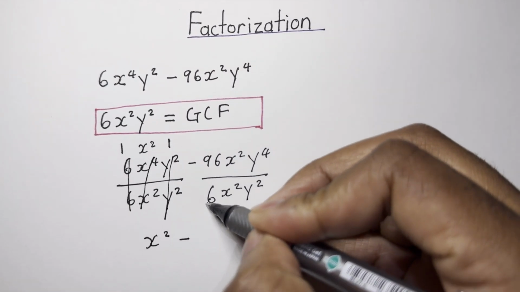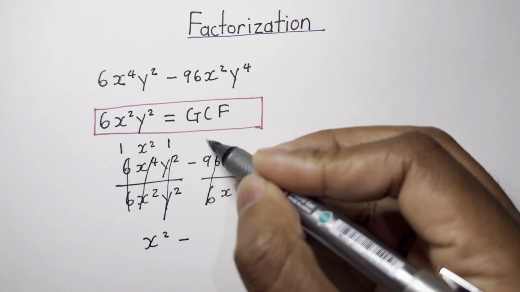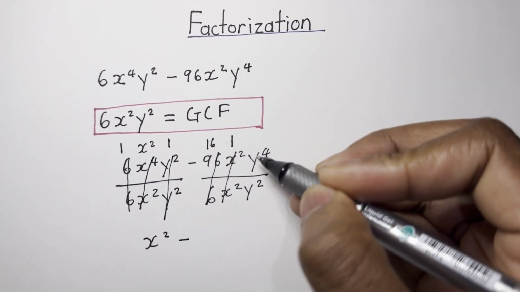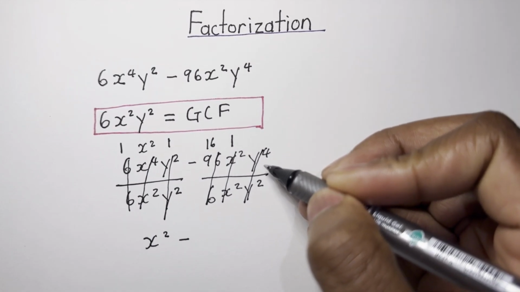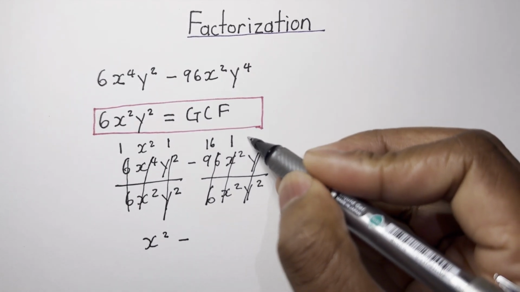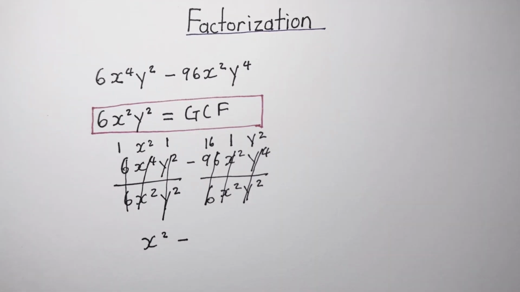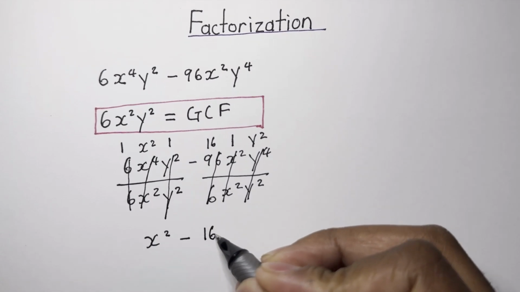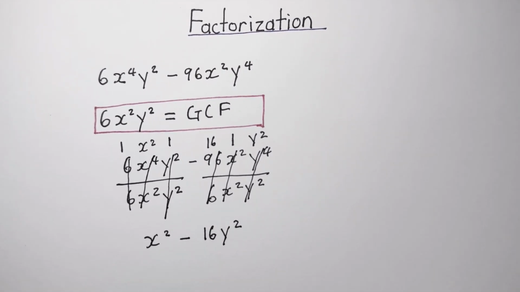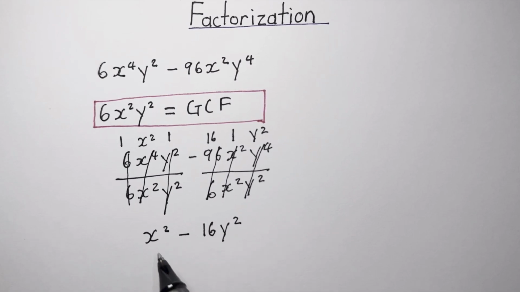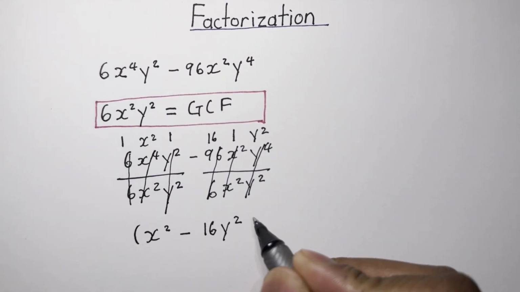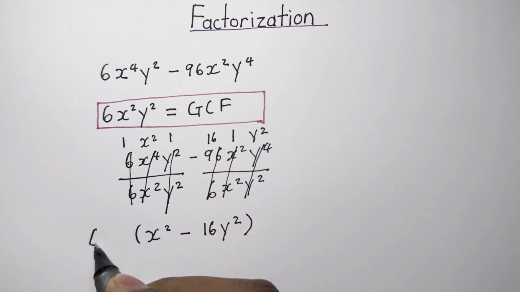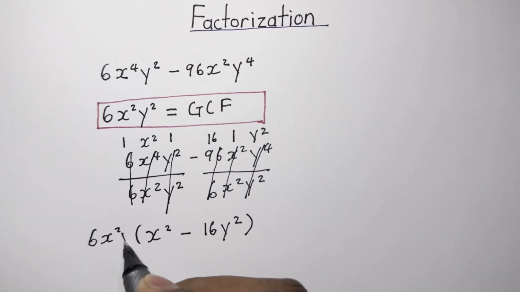And 6 into 96 goes 16 times. x squared into x squared goes 1 times. And y squared into y raised to the fourth power gives us y squared. 16 times 1 times y squared gives us 16y squared. Now we need to write this expression in parentheses and include our GCF at the front. And our GCF is 6x squared y squared.